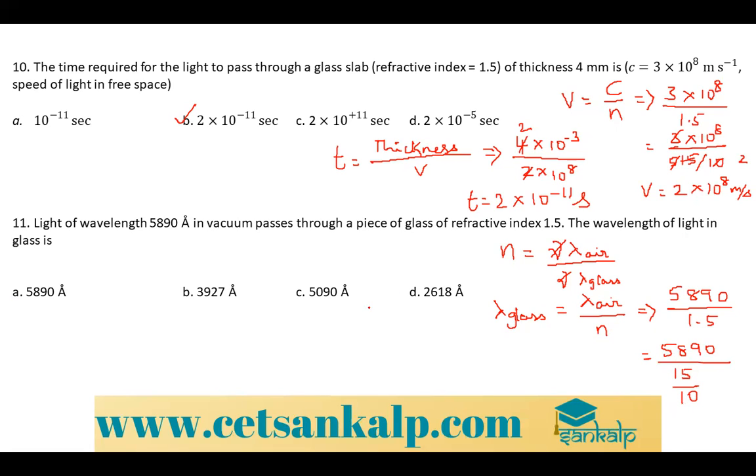Moving the 10 up, you can write lambda glass is equal to 58900 divided by 15. When you do it you will get 3926.6, which keeps recurring. So approximately it is 3927, which you can write roughly.